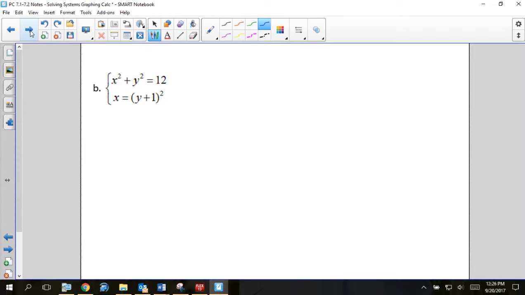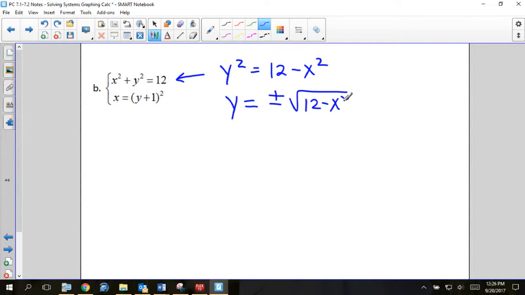You have to solve it for y. You have to solve it for y to plug that in our graphing calculator. So, to solve this equation for y, what are we going to do first? Subtract the x squared, so we'll have y squared equals 12 minus x squared. And then to solve for y, what am I going to do next? Square root. But if I square root, what also do I have to do? Plus or minus, right. Plus or minus square root 12 minus x squared.